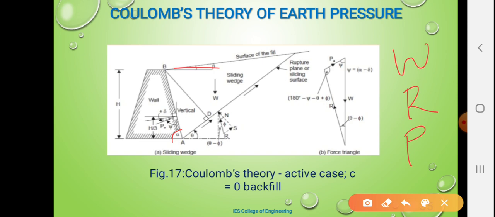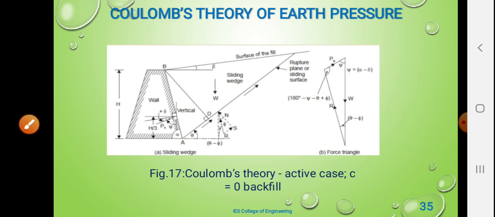Here the soil has a tendency to move downward, so the wall friction opposes the movement of the soil, so this is the resultant pressure. By knowing the magnitude of one force and the direction of all other forces, we can make a force triangle. So this is the force triangle. From the force triangle we can calculate the value of Pa.